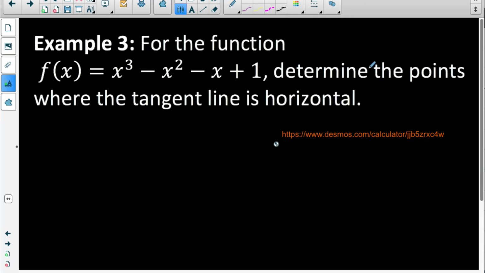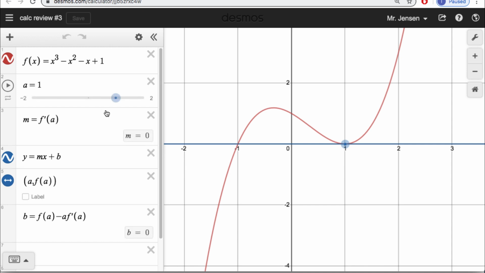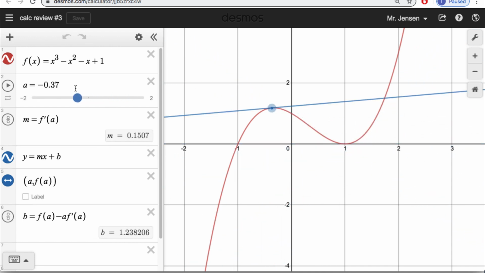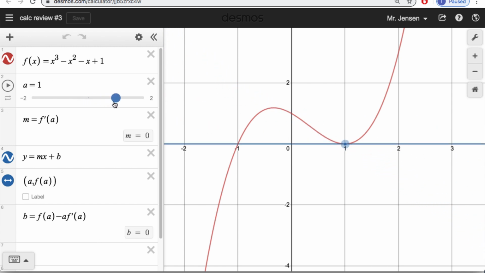Next example, for this function, determine the points where the tangent line is horizontal. So let me just show you what we're talking about here. So I have this function graphed, and we're interested in when is the tangent line horizontal? Well, notice the tangent line is horizontal in a couple spots, around here, and then also here at 1. And what's the value of the derivative at each of those points? Well, I've got it telling me here the value of the derivative is actually 0, right? The slope of a horizontal line is 0.